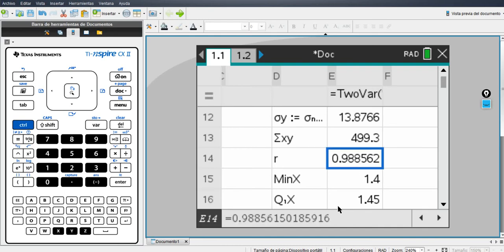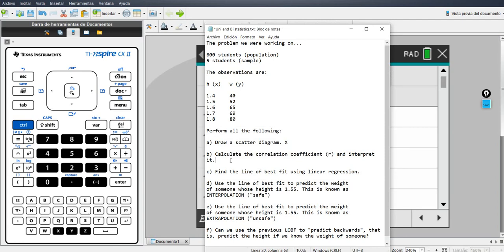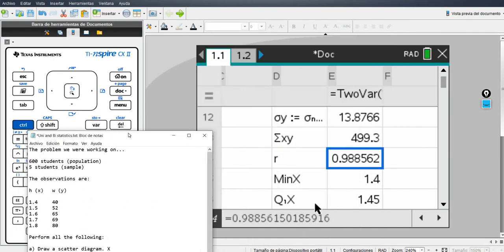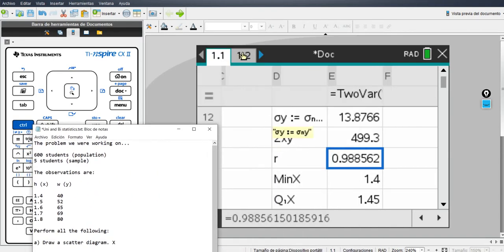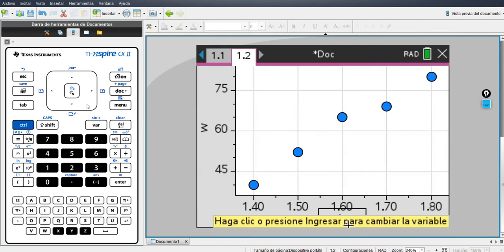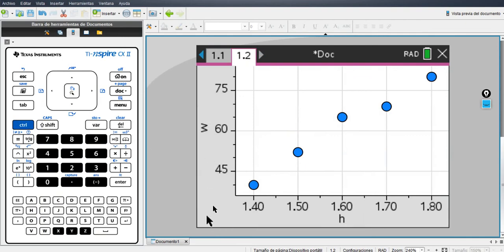Okay, so that's it. That's my correlation coefficient, and that deals with this one. Okay, we calculated it using the TI, and we interpreted it, which is there's a very strong correlation between these two variables, the height and the weight for this set of people. Okay, let's continue.